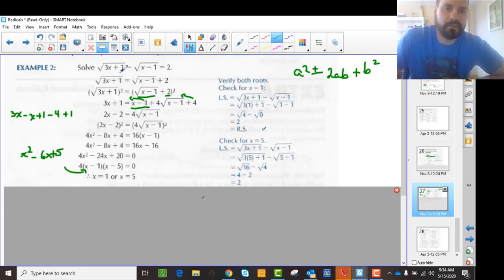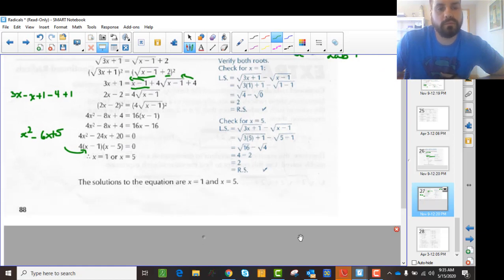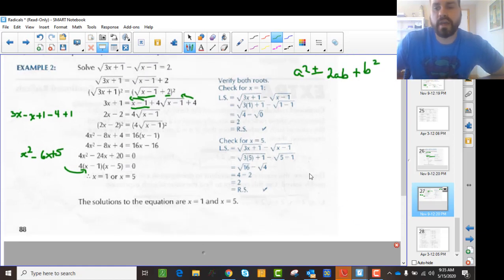So you go back up here and you plug in 1. And you can see the check there. You just work your way down. And then you plug in 5. Okay, and in this case, they actually both work. So we have no extraneous roots. We have two that actually work. Okay, which is great. So you just have to check each time.